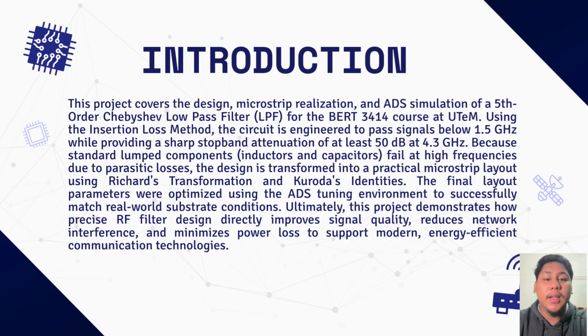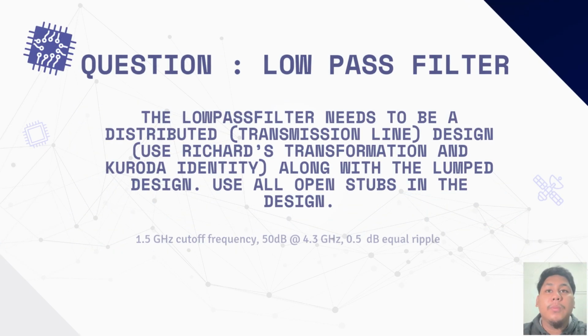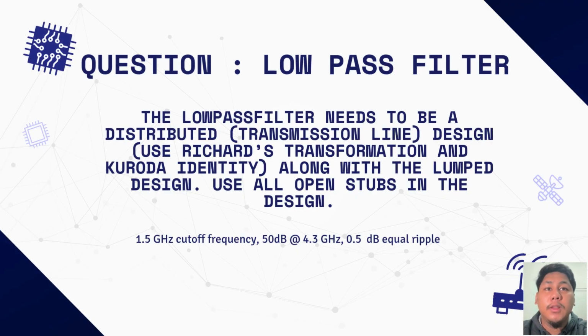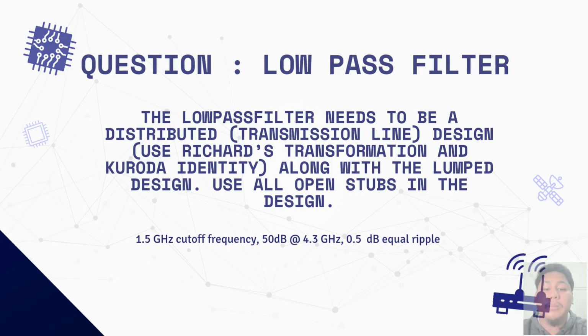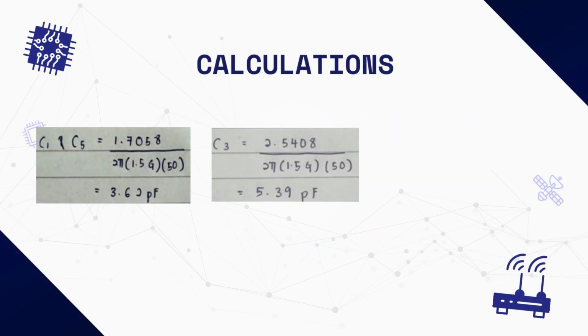energy-efficient communication technologies. The project requirements for our low-pass filter were clearly specified. We need to create a distributed transmission line design using Richards transformation and Kuroda identities alongside a lumped design. The specifications are cut-off frequency 1.5 GHz, stop band attenuation 50 dB at 4.3 GHz, passband ripple 0.5 dB equal ripple. And importantly, we were required to use all open stubs in the design. Now, let's look at the calculation.